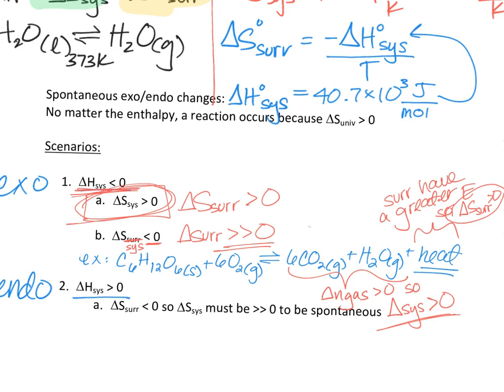So again, the major point that I want to focus on here is that enthalpy is not the deciding factor in spontaneity. Delta S of the universe is. No matter if you have an exothermic or endothermic process, as long as the addition of the two delta S values gives you a positive delta S of the universe, then the reaction is spontaneous. And that is it for today.